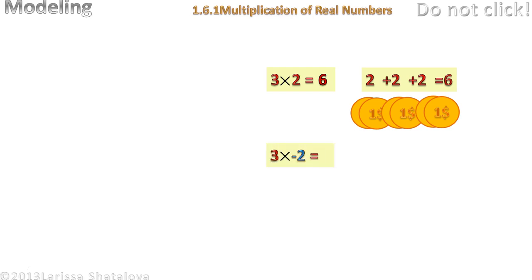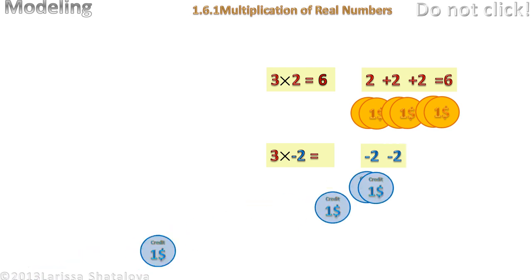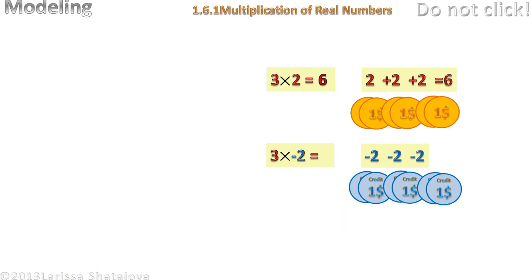Positive 3 times negative 2. Negative 2, 2 units credit. One more set of 2 units credit. And one more set of 2 units credit. Together it's 6 units credit or negative 6. So positive 3 times negative 2 is negative 6.